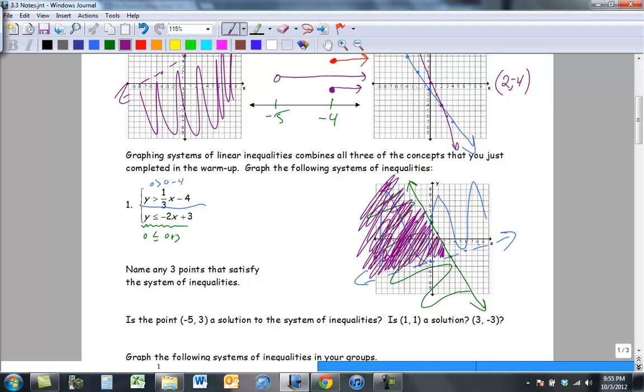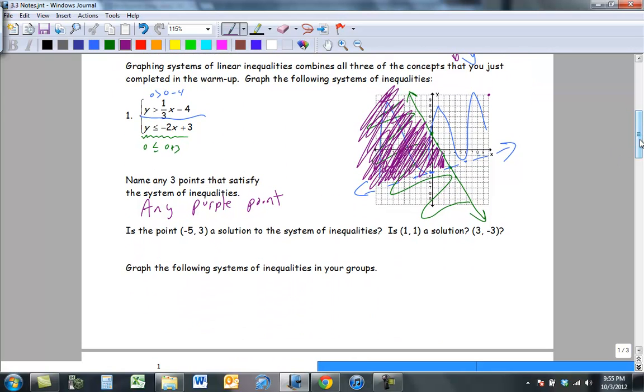All right, so name any 3 points that satisfy the system of inequalities. Now here's the thing. The point 10, 10, for example, you plug that in, 10, 10 would satisfy the blue line, but it would not satisfy the green line. Thus, that is not a solution. One of the solutions is any point inside this purple. So, instead of naming any 3 points, we're going to say any purple point. Now, if you've got a purple pencil, go ahead and write that down. Otherwise, write down purple points.